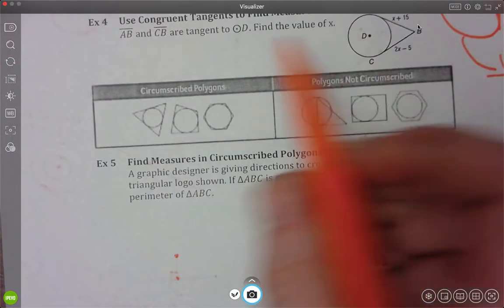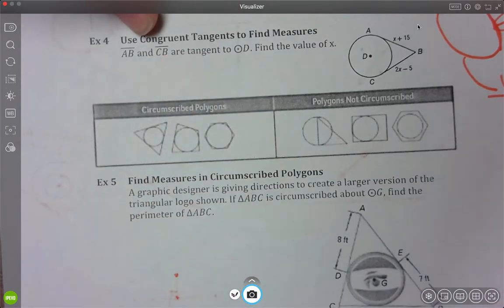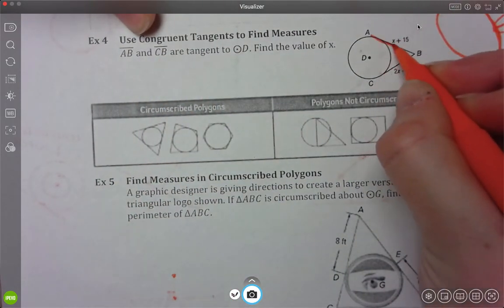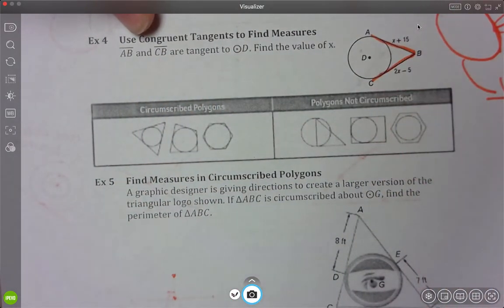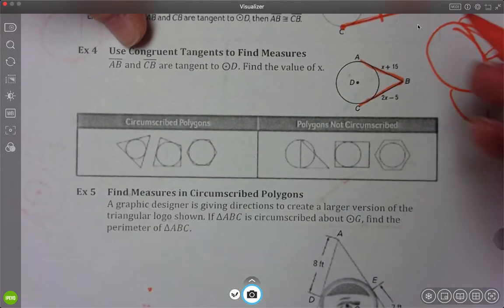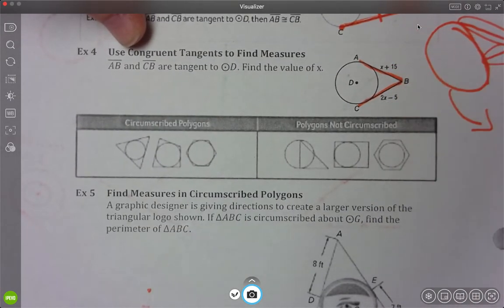So in this one, AB and CD are tangent to circle D. So these two are tangent lines. That's all the information that I need to know. They're labeled as x plus 15 and 2x minus 5.